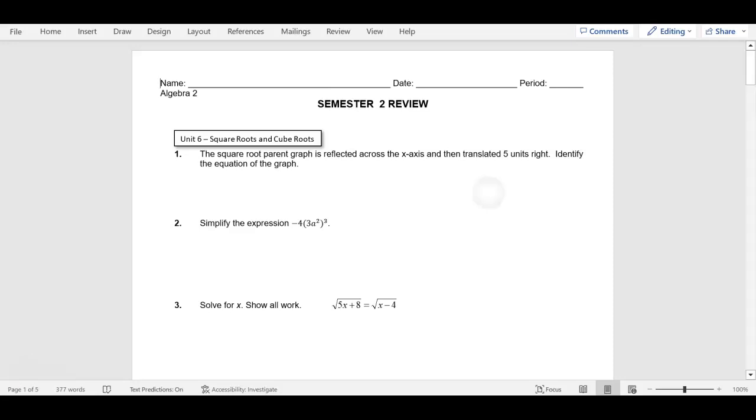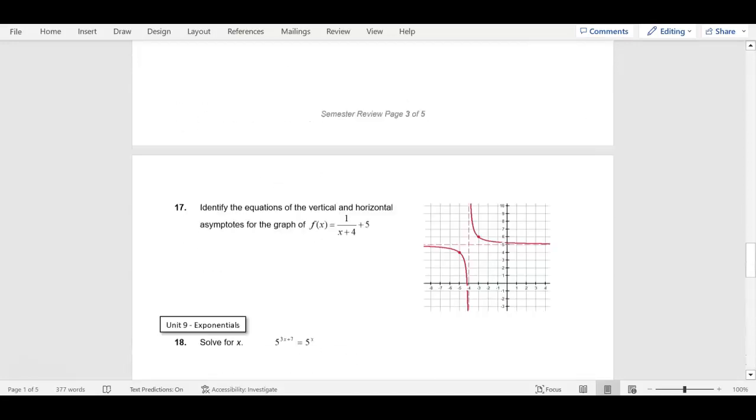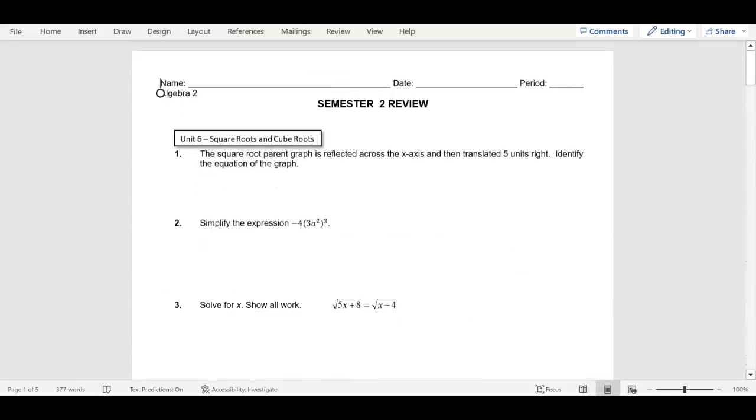All right, so here's our semester review. Here we go. The square root parent graph is reflected across the x-axis and translated 5 units to the right. Identify the equation. So remember, when you have a parent, the parent function for a square root is going to look like this. Root of x.